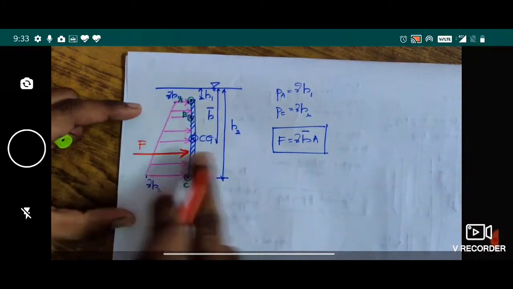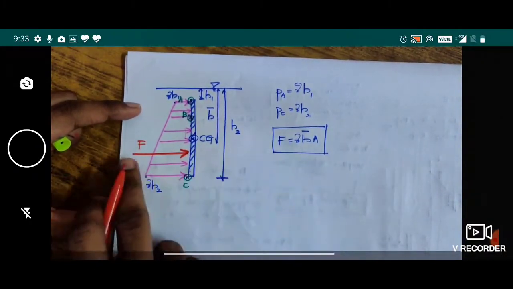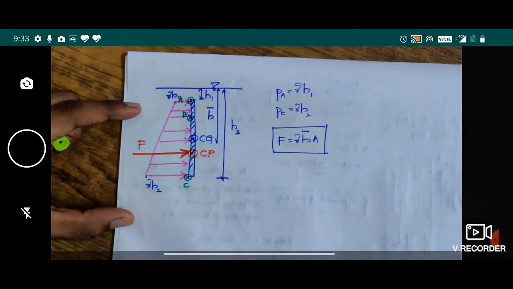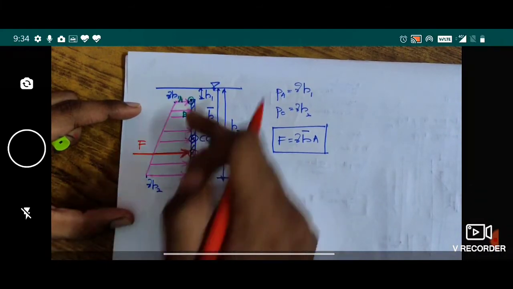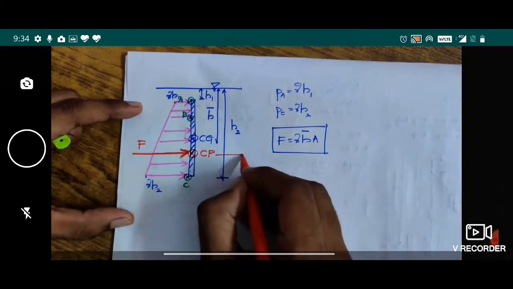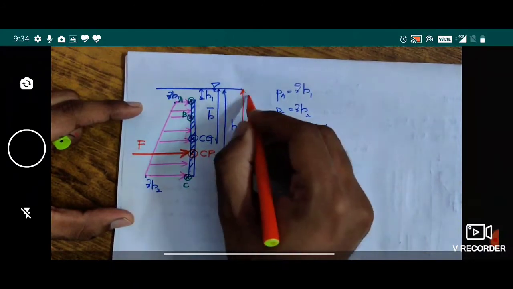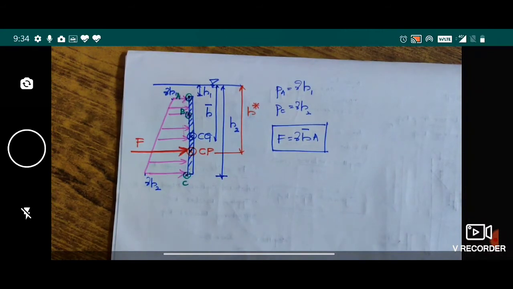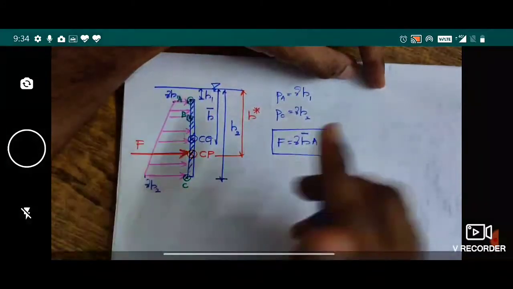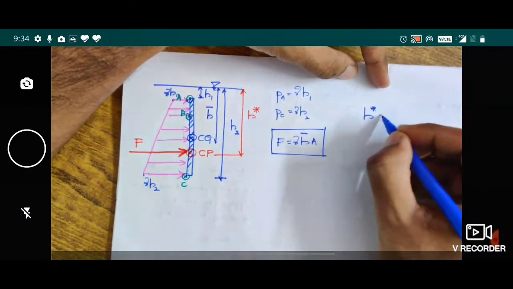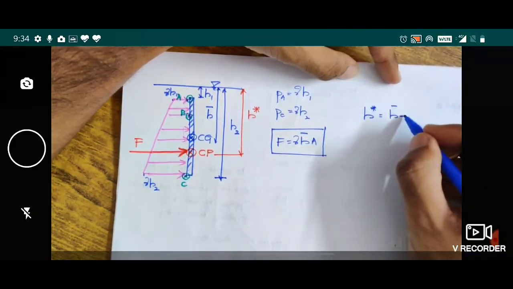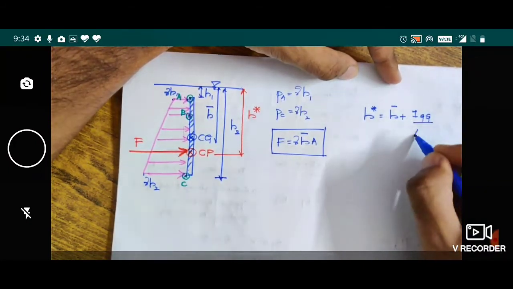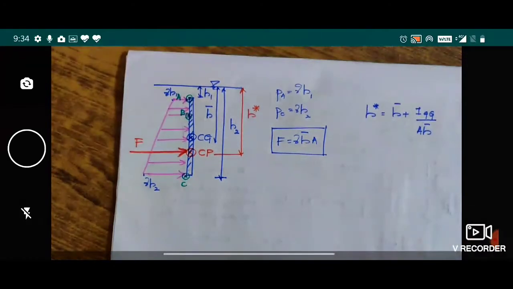So that is your total pressure, which is given by gamma into H bar into A. And the point where this is acting is called the center of pressure. So your resultant will be passing through a point, and that point is the center of pressure, and that depth we will be representing as H star. Now there's an equation to find the value of H star. When it is kept vertically, the equation is H star is equal to H bar plus IGG by A H bar. I'll explain each term.